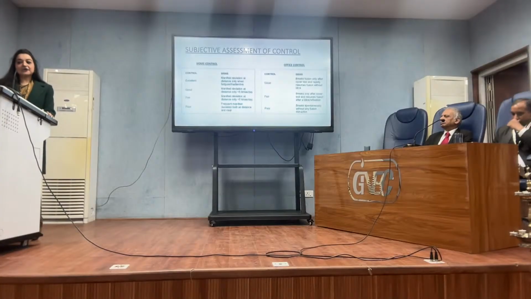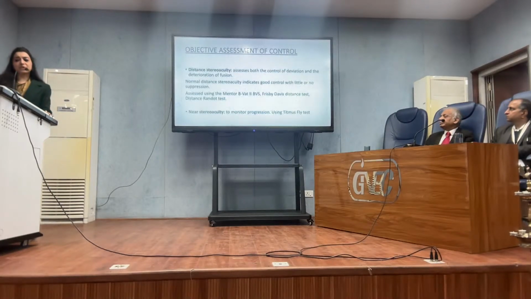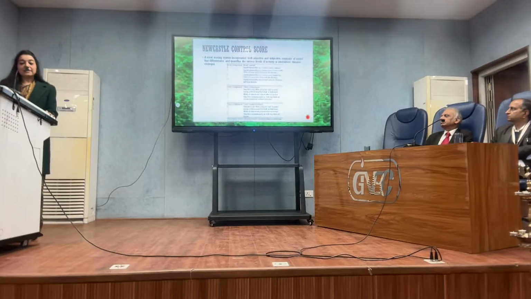Subjectively, to assess the control, there are two: a home control and an office control, which can be seen here. Objective assessment can be done on the basis of distance and near stereo acuity. Then this is very important: the Newcastle control score.